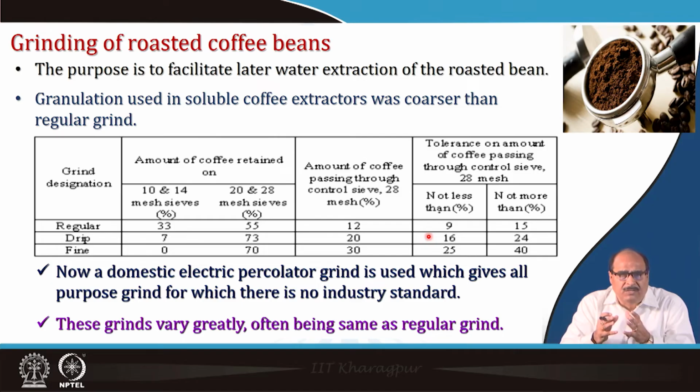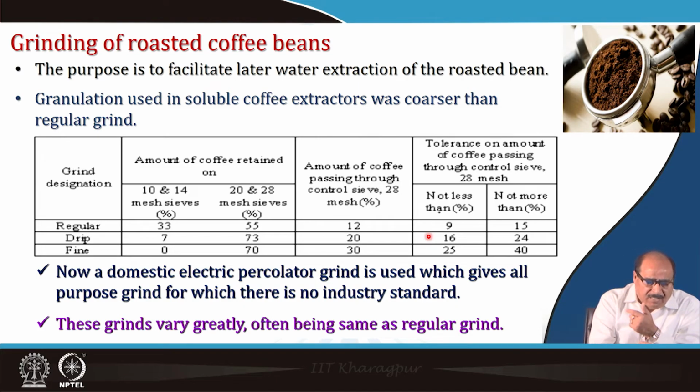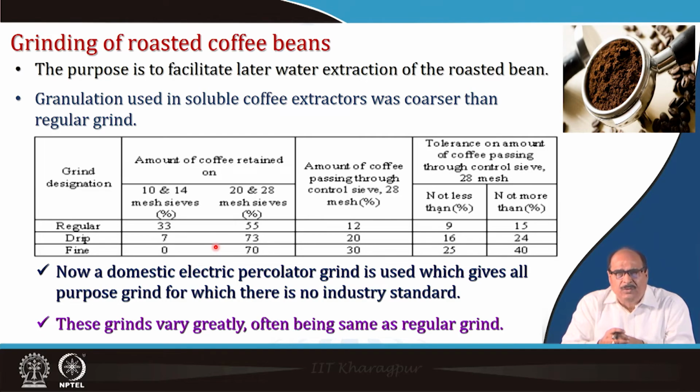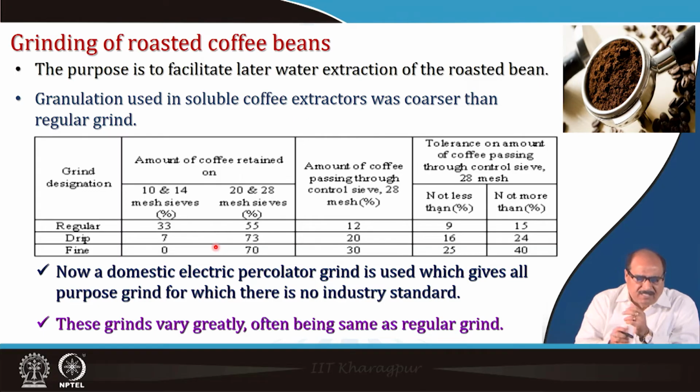So, granulation used in the soluble coffee extractors is coarser than the regular grind. The different grinds, regular, drip or fine, are given here in the table with specifications. Nowadays, domestic electric percolator grind is used, which gives an all purpose grind for which there is specifically no industry standard, and these grinds vary greatly, but they are often the same as the regular grind.